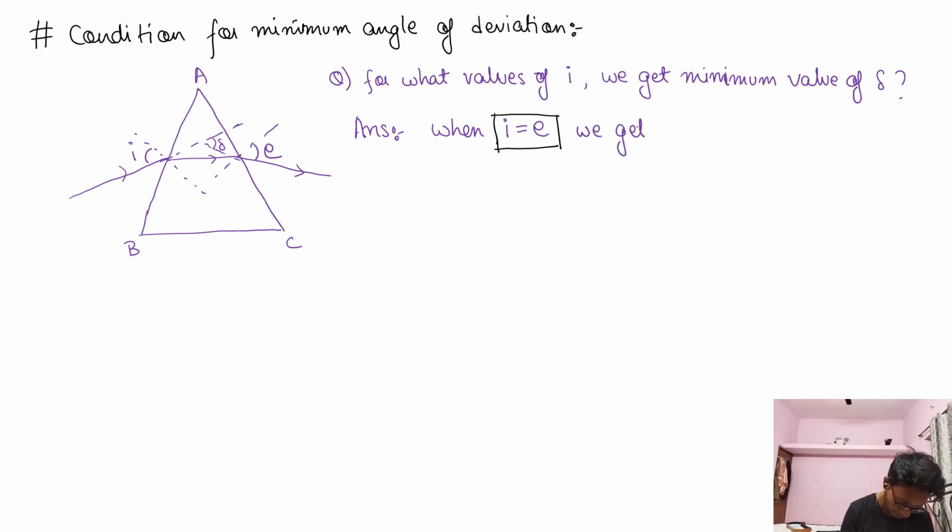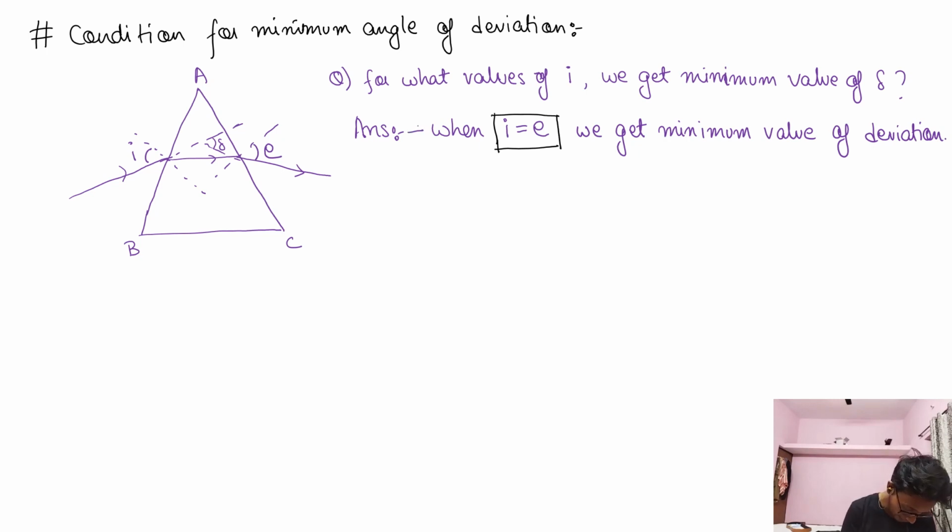We get minimum value of deviation. So when I is equal to E, we get the minimum value of deviation.